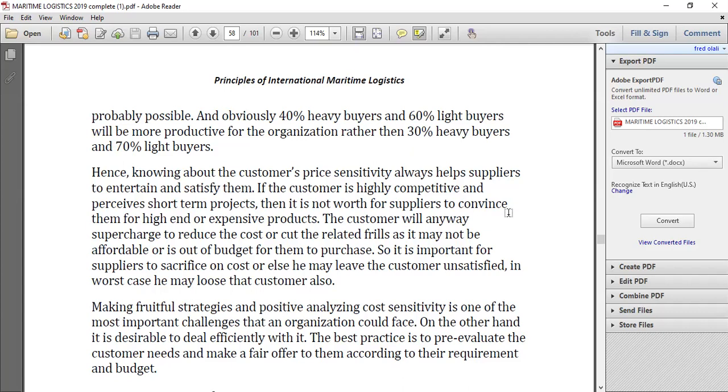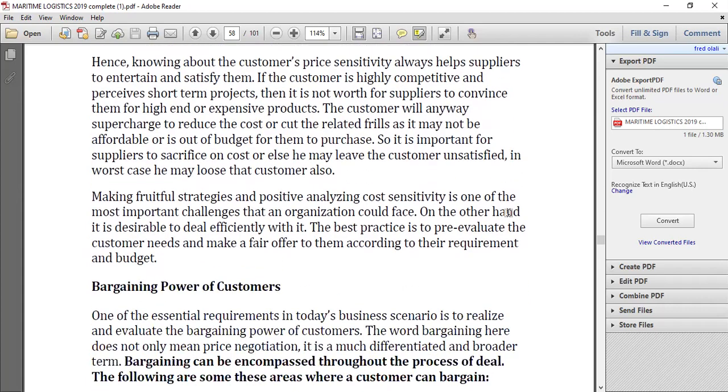On the other hand, it is desirable to deal efficiently with them. So the best practice is to pre-evaluate the customer's needs. First of all, know what they need, and make a fair offer to them according to their requirement and their budget.